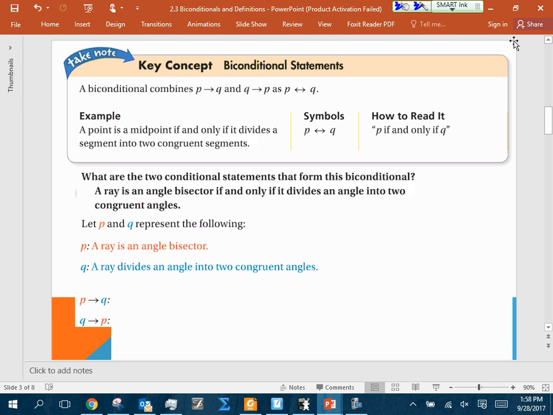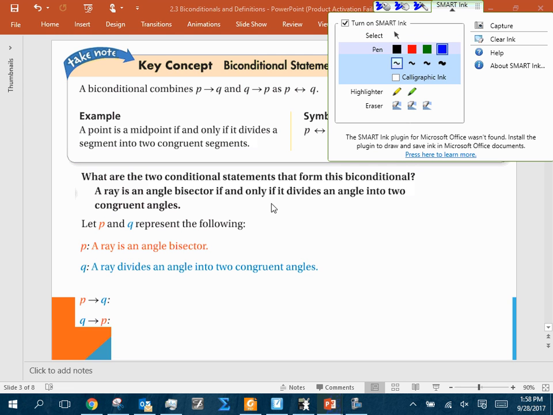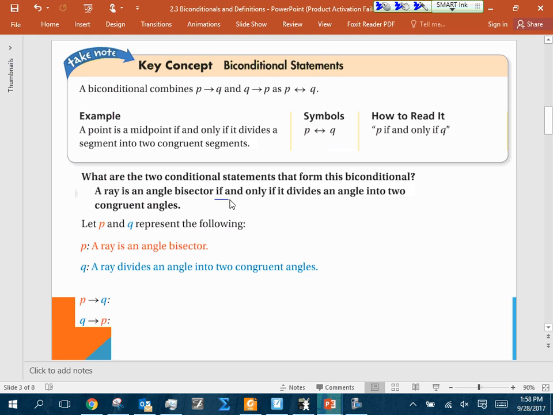Okay. So here it says, what are two conditional statements that form this biconditional? It says a ray is an angle bisector if and only if. That phrase right there, the if and only if, is a huge identifier to tell me that there are two things making up this phrase. A ray is an angle bisector if and only if it divides an angle into two congruent angles.